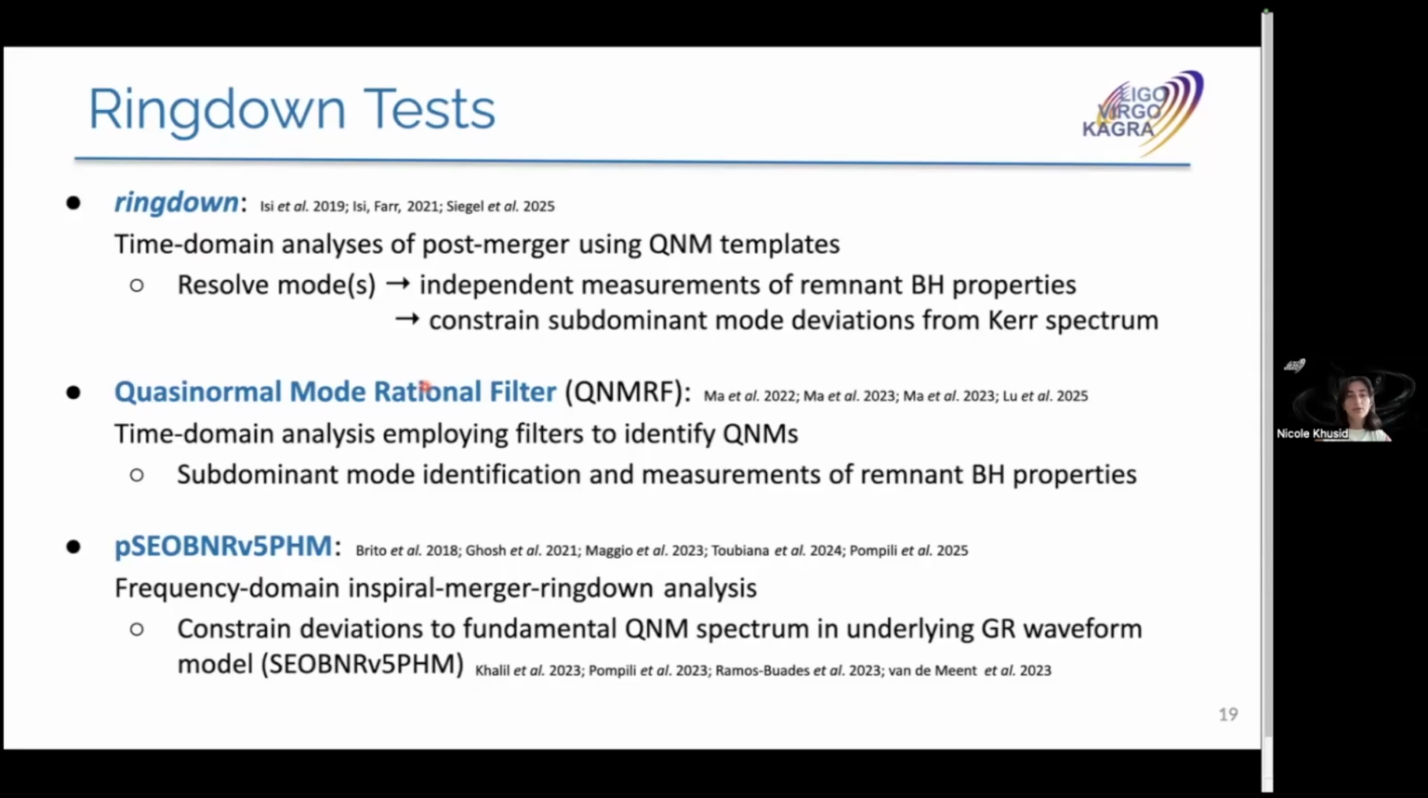Next, the quasi-normal mode rational filter, QNMRF, is also a time domain analysis, but it applies filters in the frequency domain to identify subdominant modes that yield remnant mass and spin measurements that agree with those of a full signal analysis. And then finally, pSEOBNR v5PHM is a frequency domain analysis that leverages the entire waveform, not just post-merger data, and it introduces fractional deviations to just the fundamental QNMs, so the frequencies and damping times, in an underlying GR model of the entire waveform.